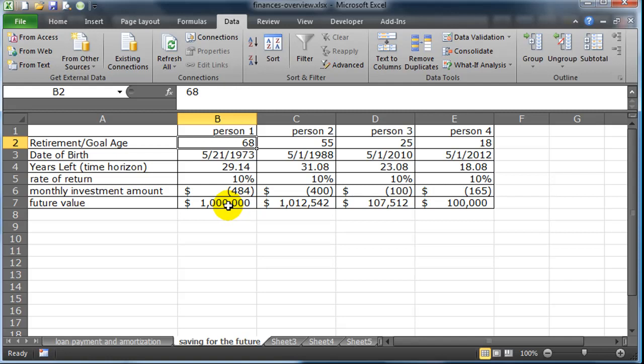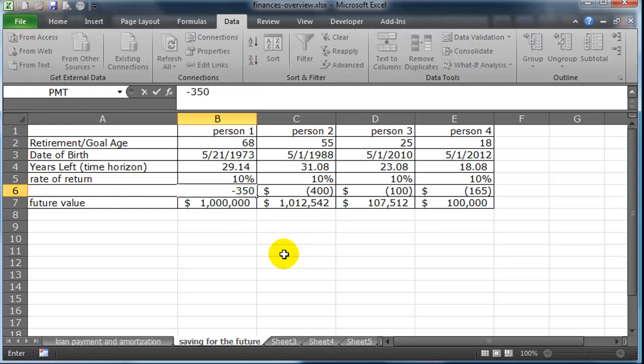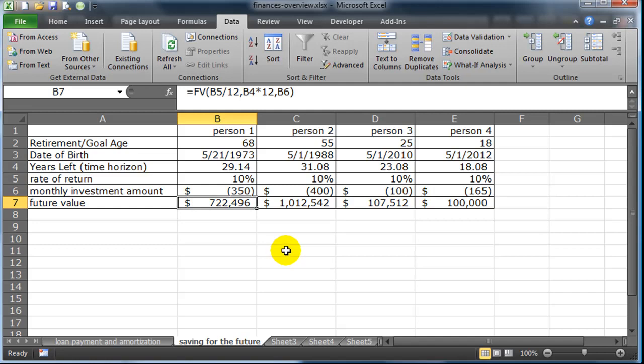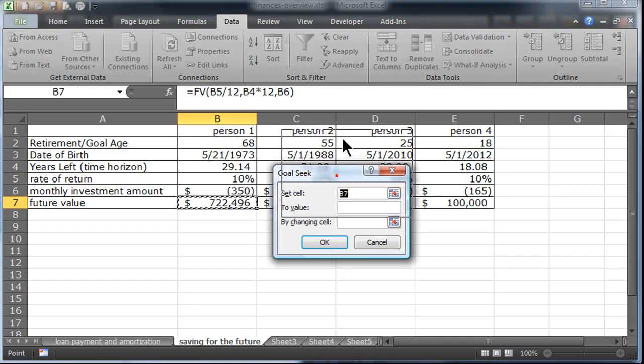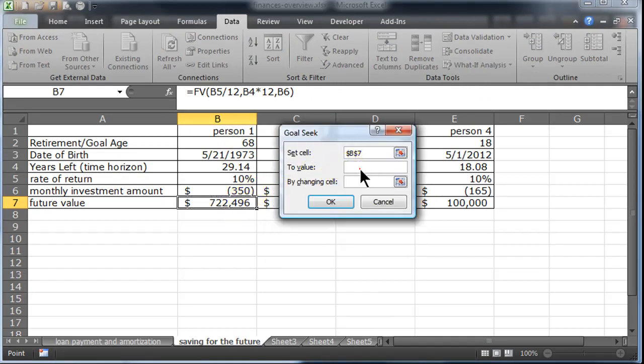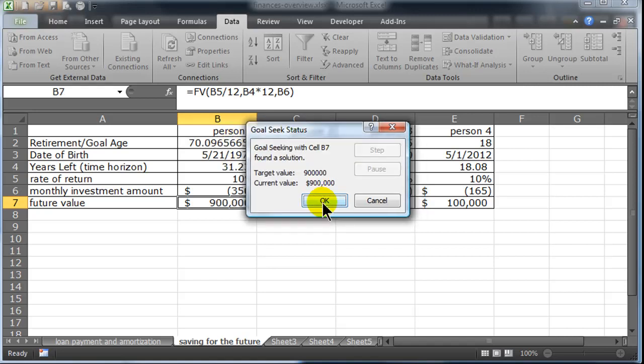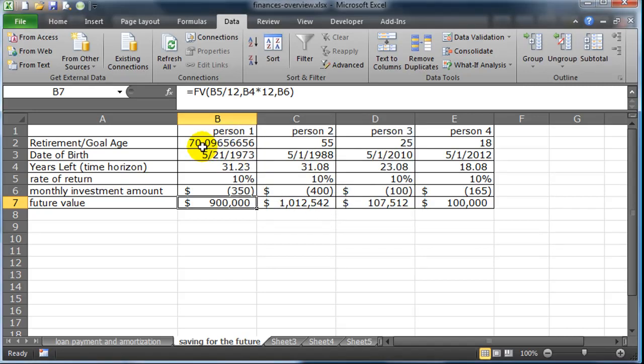And we can do this in a lot of different situations. What if I know I just can't save that much? What if it's going to be $350? Okay. And now let's say, you know what? I really want to retire at 68, but I know I can only save $350 a month, and I know I want more than that. So now I might determine, well, what's my retirement goal age then? So I can do what if analysis and goal seek. And I can set my future value, and I'll set it to 900,000 by changing my retirement goal age. And I'll click OK. So it's determined that I really can't retire until 70. If I do, that would get me to my $900,000 goal.